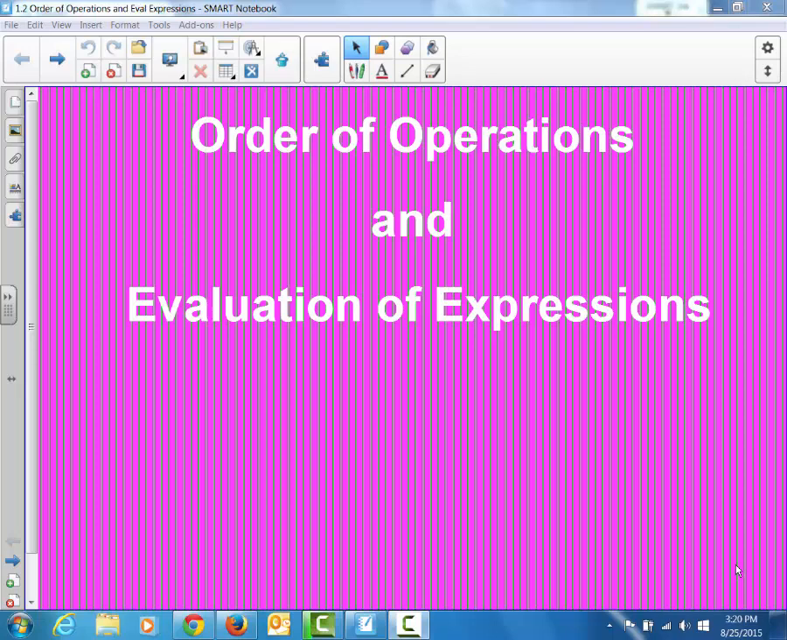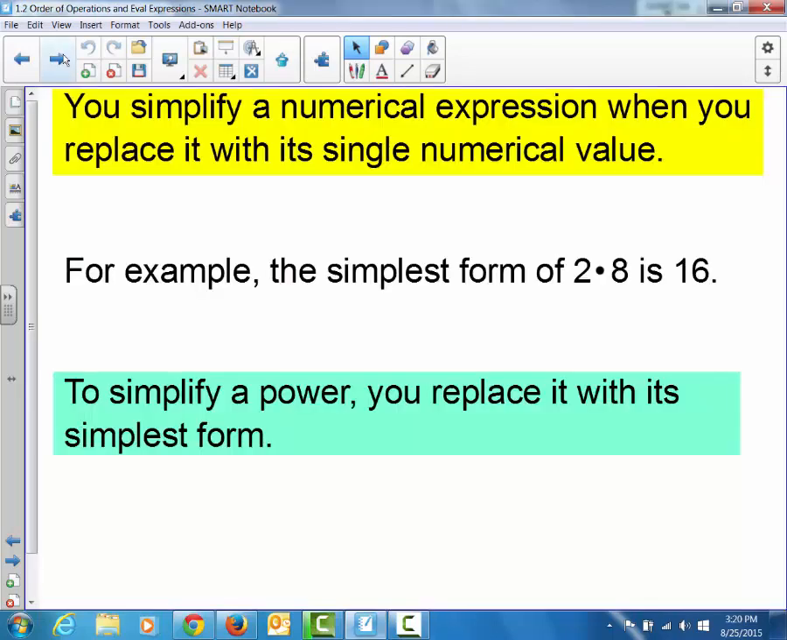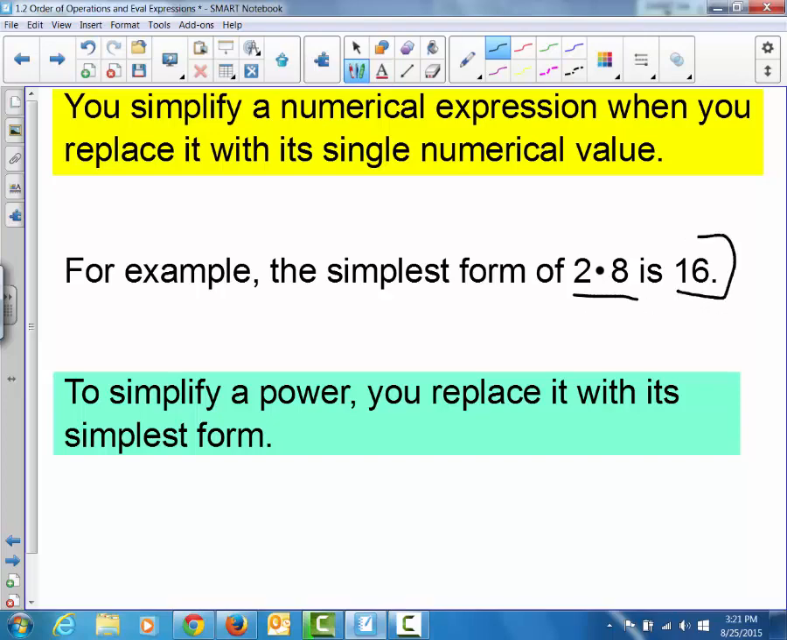Okay, order of operations and evaluation of expressions. You simplify a numerical expression when you replace it with its single numerical value. For example, the simplest form of 2 times 8 is 16. Remember, 2 times 8 is an expression. 16 is the simplified form of that expression.